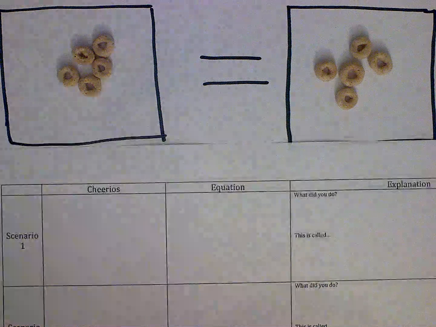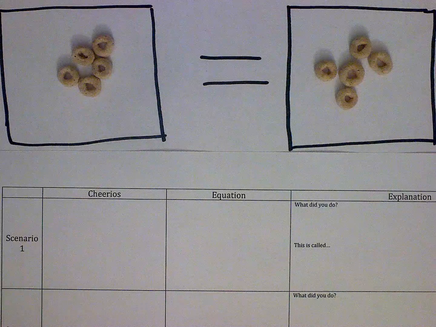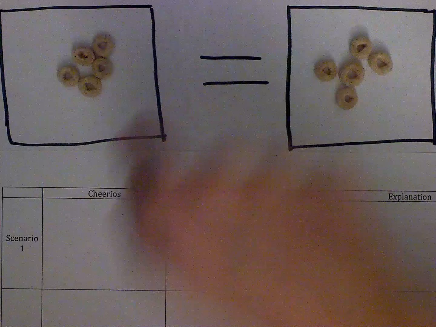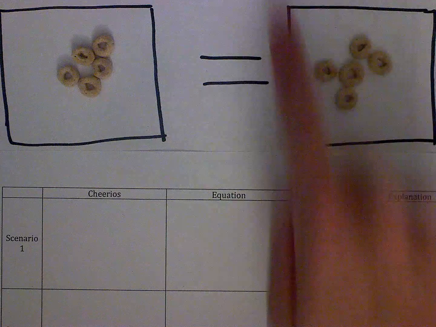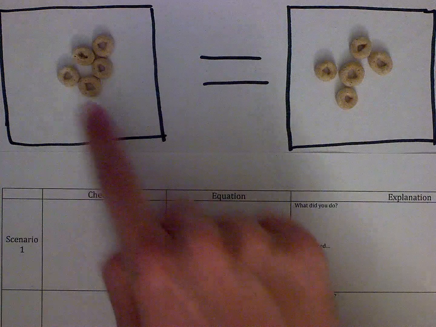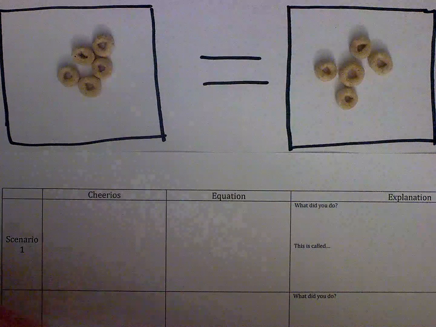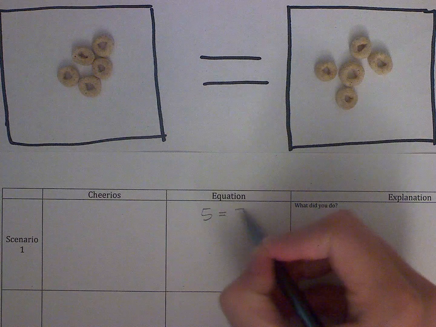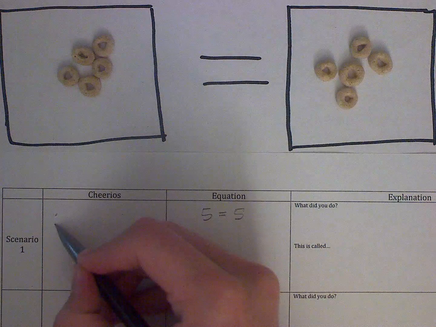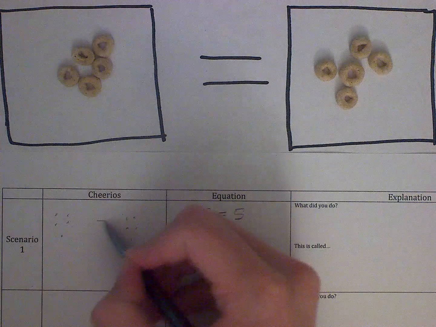So here I have an equation, right? And remember, an equation is two mathematical expressions set equally to each other. And so right now what I have is a mathematical expression over here in this box and a mathematical expression over here in this box. Okay, so right now my equation says 5 Cheerios equals 5 Cheerios, right? And so we can actually do this. 5 Cheerios equals 5 Cheerios.